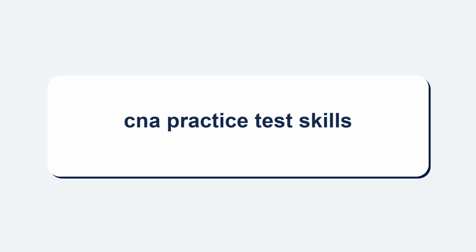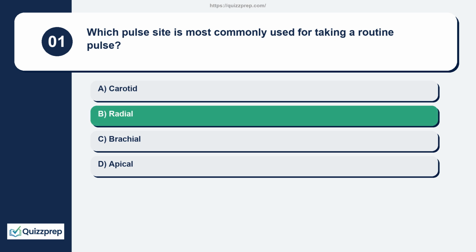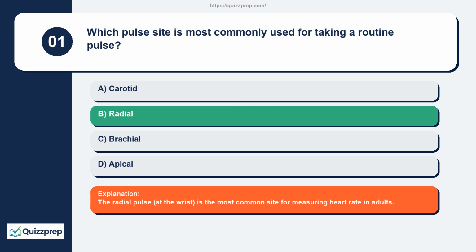CNA practice test skills. Question 1. Which pulse site is most commonly used for taking a routine pulse? Carotid, radial, brachial, apical. The radial pulse, at the wrist, is the most common site for measuring heart rate in adults.